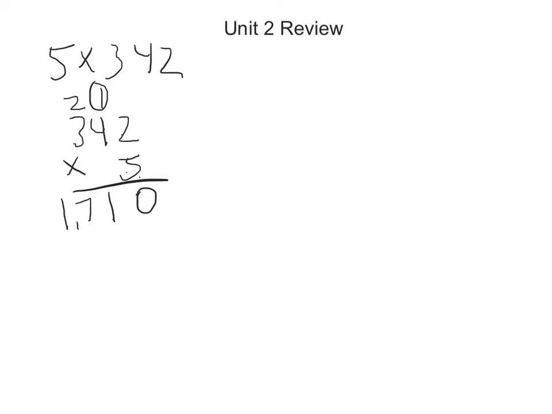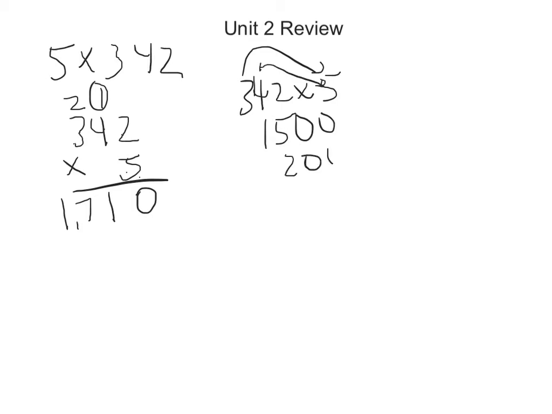Might as well do it one other method. Let me do the partial products. I'll do 342 times 5, and I'll draw my arrows. Just 300 times 5 is 1,500. 40 times 5 is 200. 2 times 5 is 10. Add together, 1,710. Now that I did two different methods and got the same answer for each, I feel really good about it. So I'm going to get this out of the way.